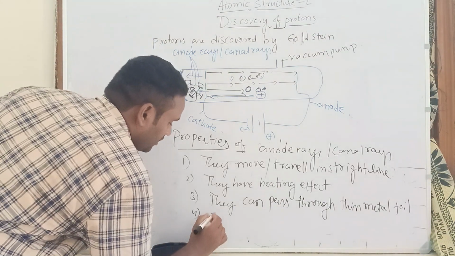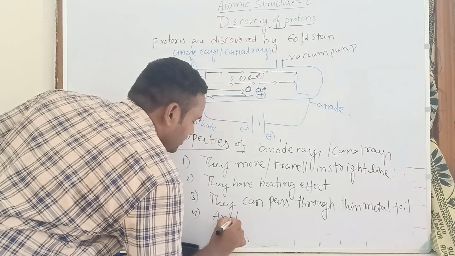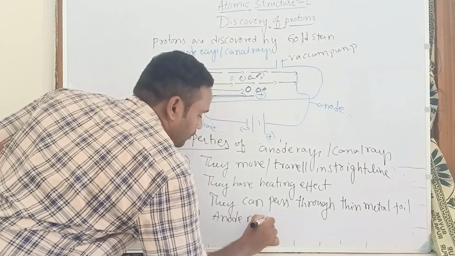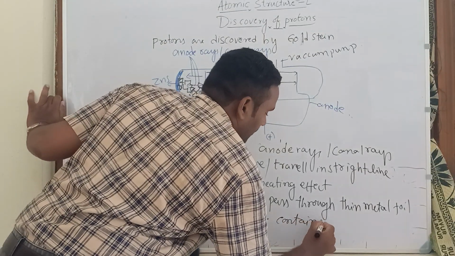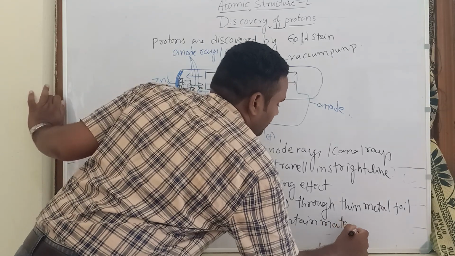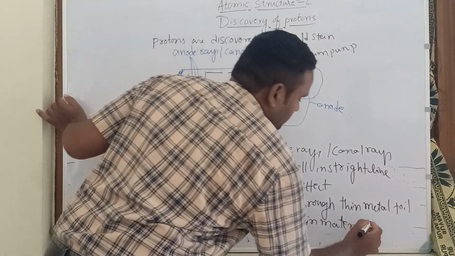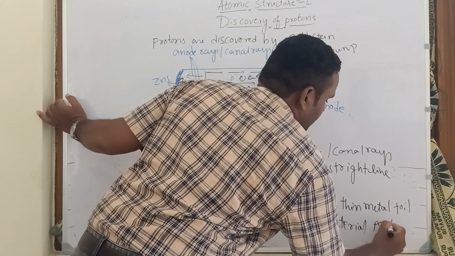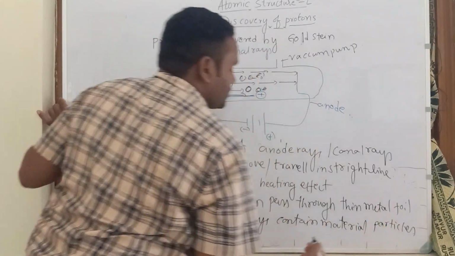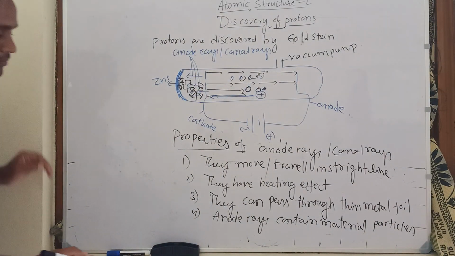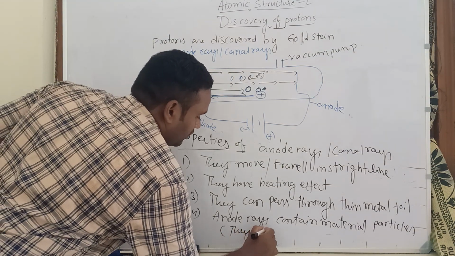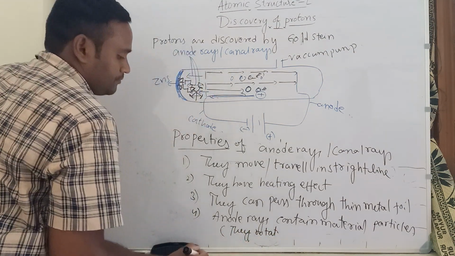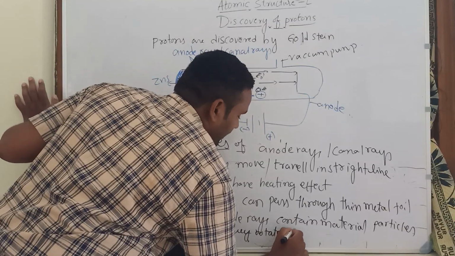Anode rays contain material particles. How can we say they contain material particles? Because they rotate the light paddle wheel.